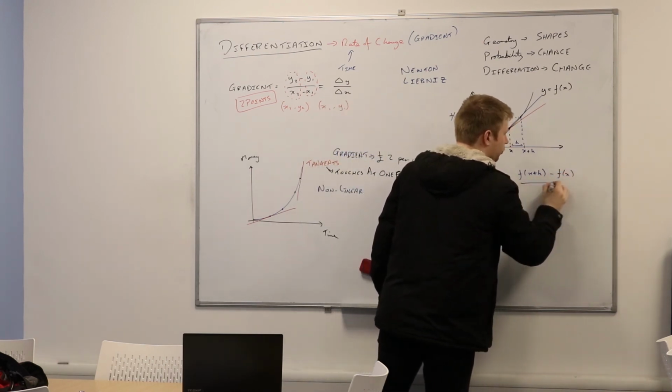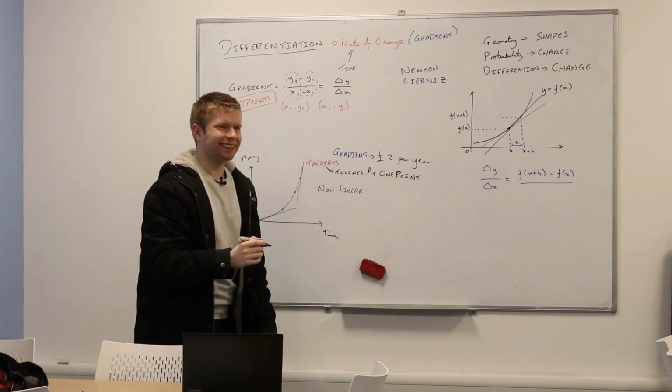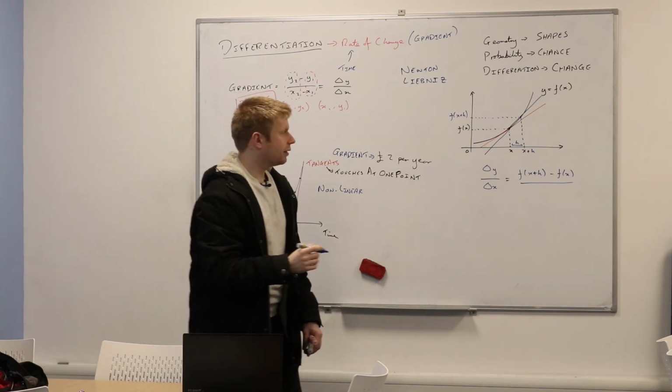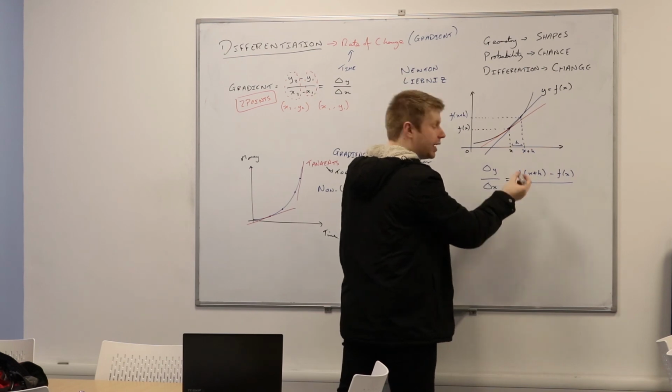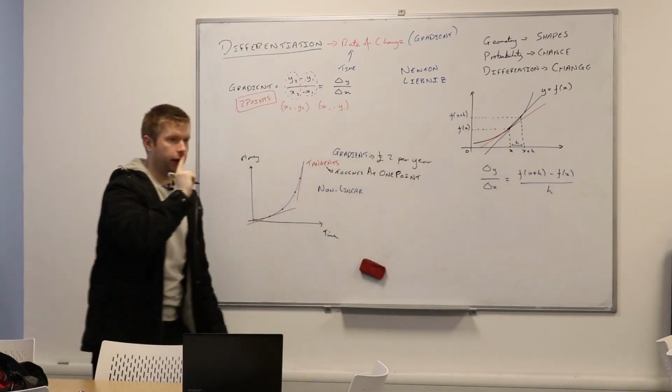Ooh, I know that rule. Right, what's my change in x? x plus h minus x. Or by definition, that's just h. Yeah, good. Okay, so that's the gradient of my blue line.